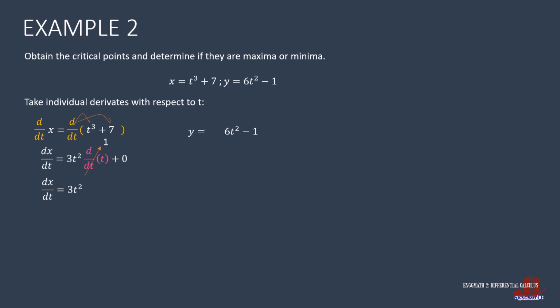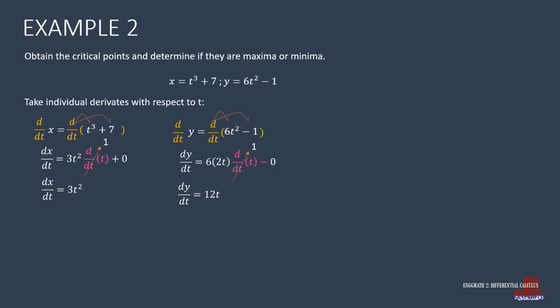For the second parametric equation, y of 6t squared minus 1, take the derivative with respect to t, giving dy over dt as the constant 6 with the derivative of t squared, which is 2t. Then attach dt over dt from chain rule. Then subtract the derivative of 1, which is taken as 0. dt over dt is 1, so dy over dt is reduced to just 12t.